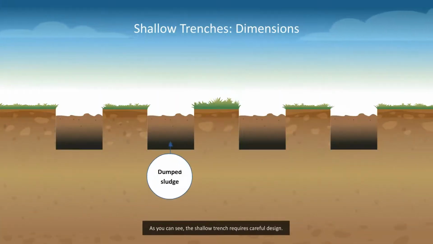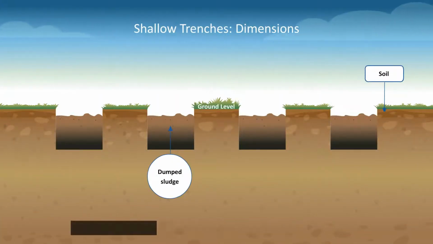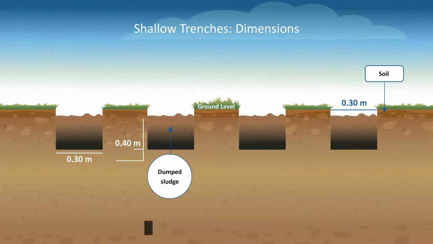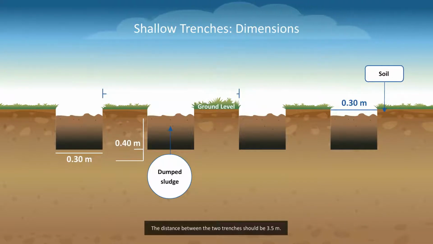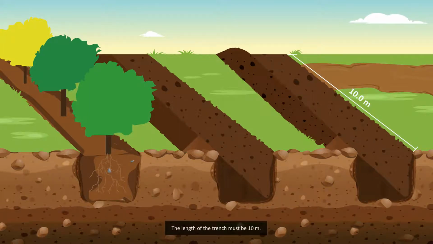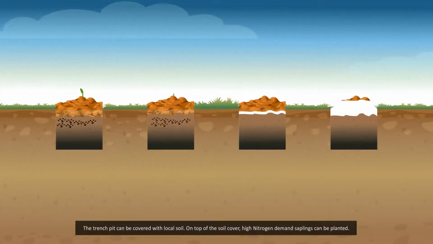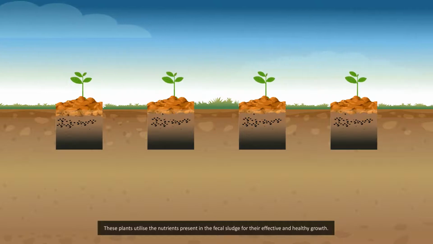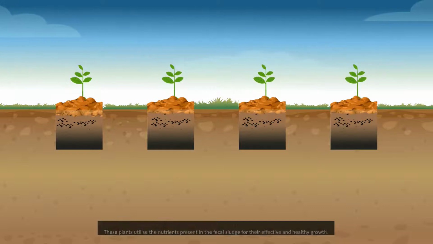As you can see, the shallow trench requires careful design. The top width and bottom width of the shallow trench must be 0.3 meters, while the height or depth of the trench must be 0.4 meters. The distance between the 2 trenches should be 3.5 meters. The length of the trench must be 10 meters. The trench pit can be covered with local soil. On top of the soil cover, high nitrogen demand saplings can be planted. These plants utilize the nutrients present in the fecal sludge for their effective and healthy growth.